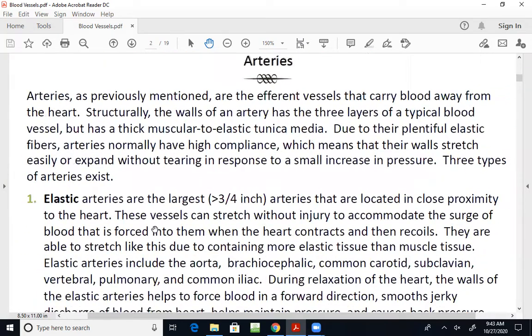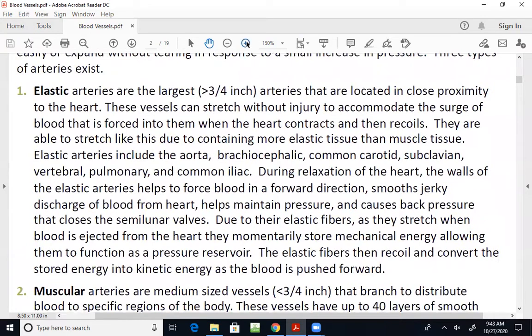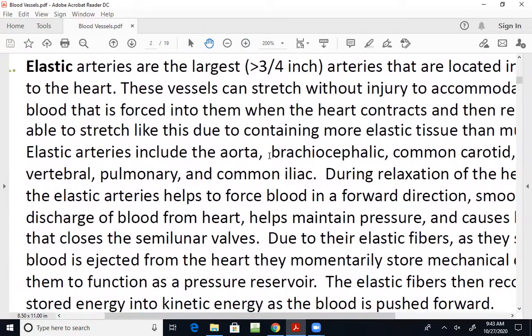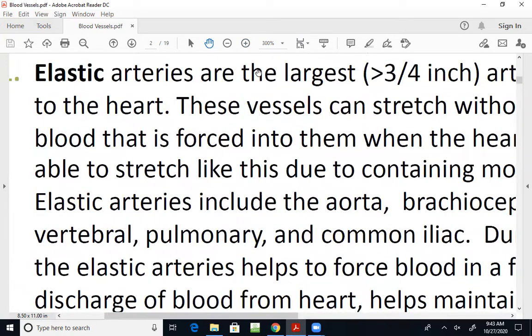All right, what we're going to do here for the next 3 slides is go through arteries, then capillaries, and then veins, learn a little bit more about them and the different types of them that exist. So we'll start with arteries.